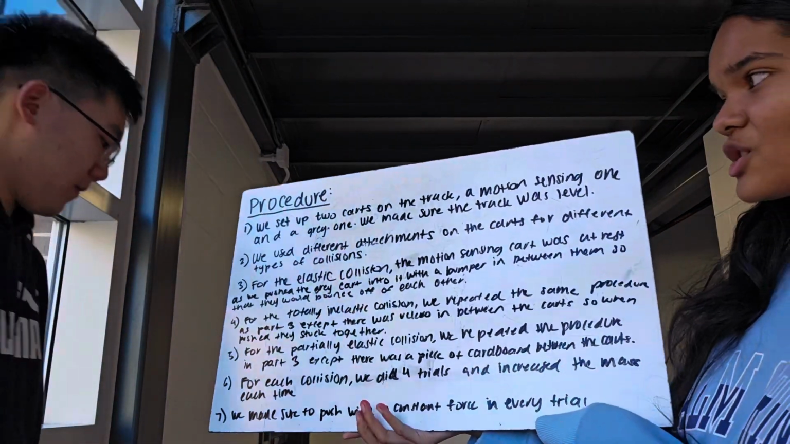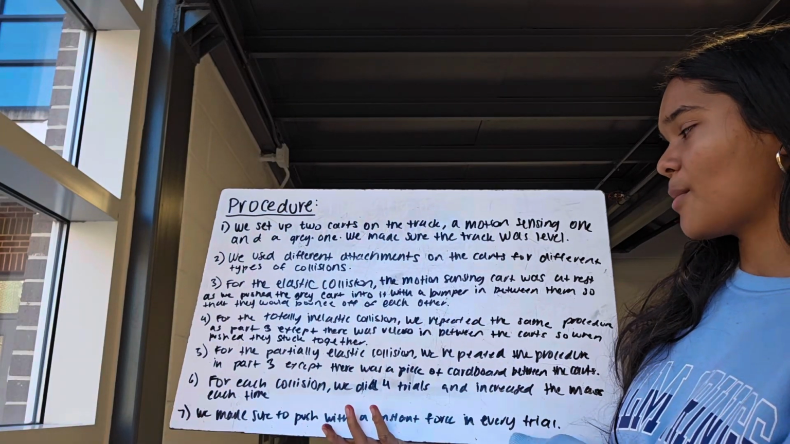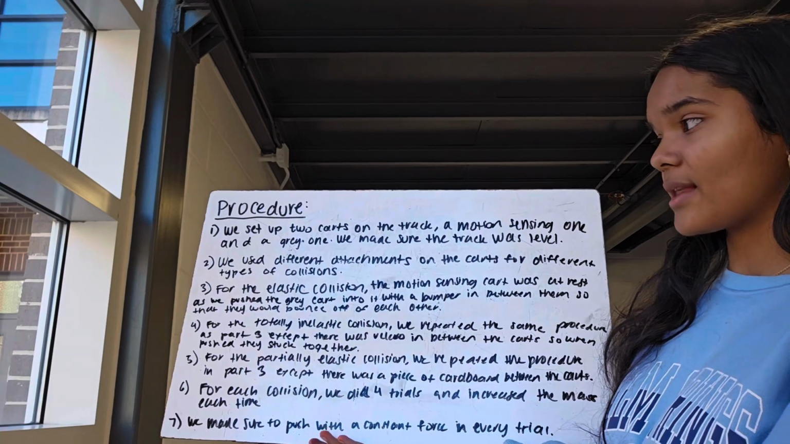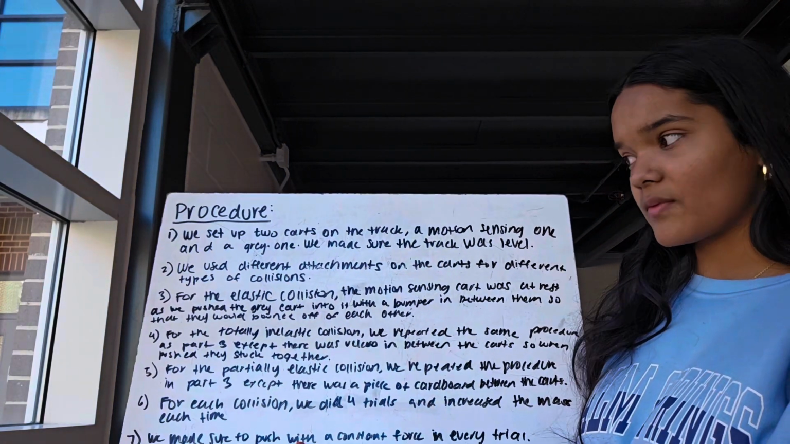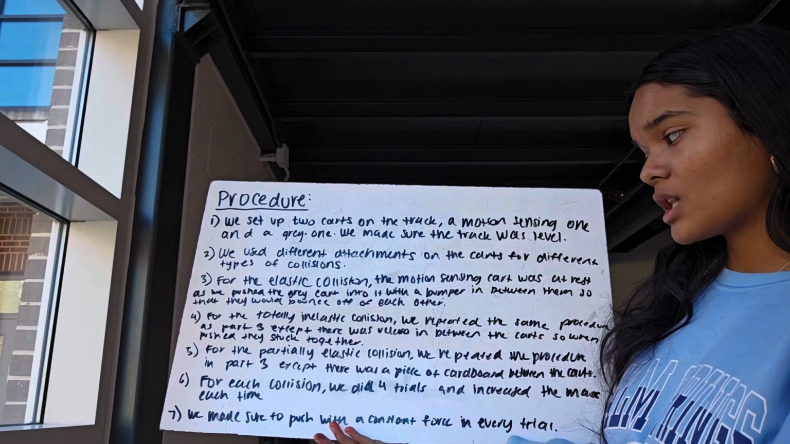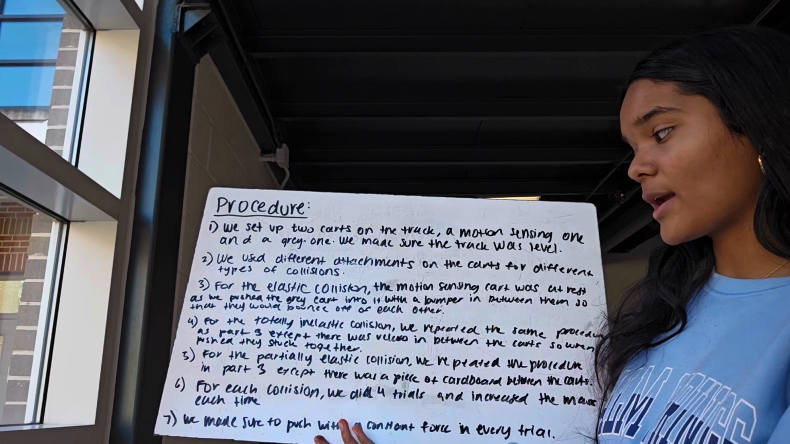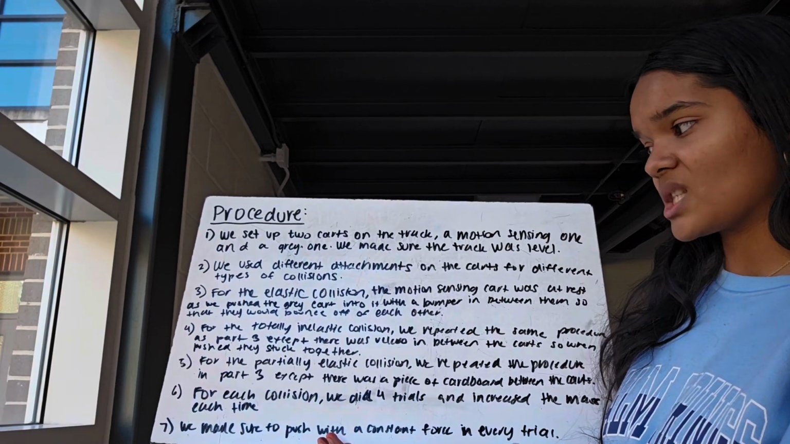Okay, for our procedure, the first thing we did is we set up the two carts on the track, a motion sensing one that was blue and then a gray one, and we made sure that the track was level. Second, we used different attachments on the carts for our different types of collisions. So for the elastic collision, the motion sensing cart was at rest as we pushed the gray cart into it with the bumper in between them so that they would bounce off of each other once they collided.